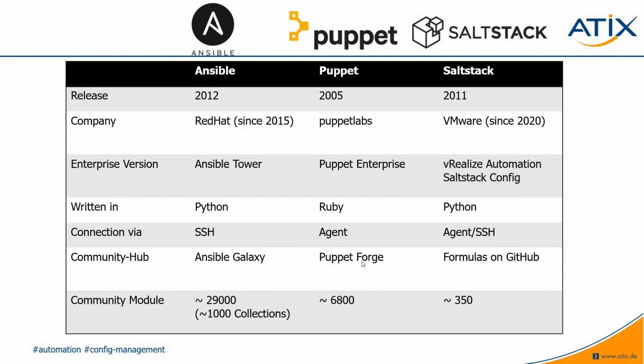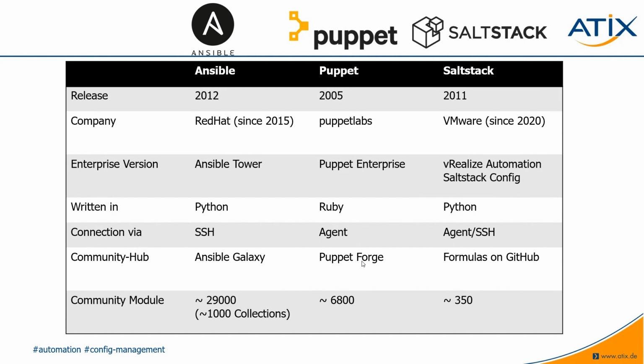Puppet has a different approach. Puppet has an agent installed on every system, and this agent periodically asks the master. So there's one master server, and the agent asks, how should I be configured? And it sends some information on the host which it's running on, and the master compiles all the configuration and gives it back to the agent, and the agent checks if there are any changes to be performed, and if so, it performs them.